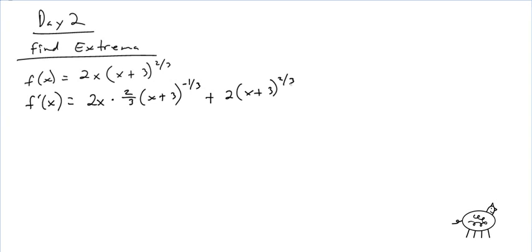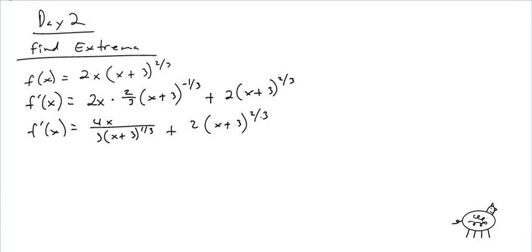Now the deal is, you want to find the critical values, math fans. You can't leave it like that. You've got to put it under one fraction and get rid of the negative exponents, kind of what we did back in the day. So I'm going to write this as 4x over 3 times (x plus 3) to the 1/3, plus 2 times (x plus 3) to the 2/3. Okay, that just simplifies the left-hand side there. And then let's put it into one fraction. I get a common denominator, which is 3 times (x plus 3) to the 1/3.